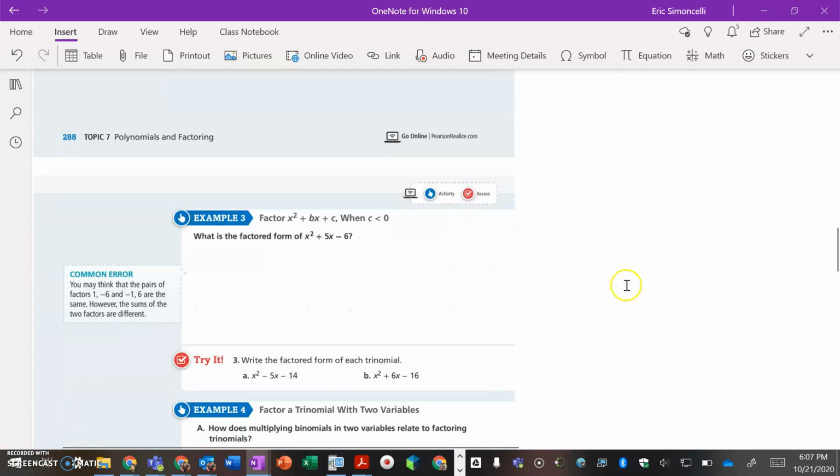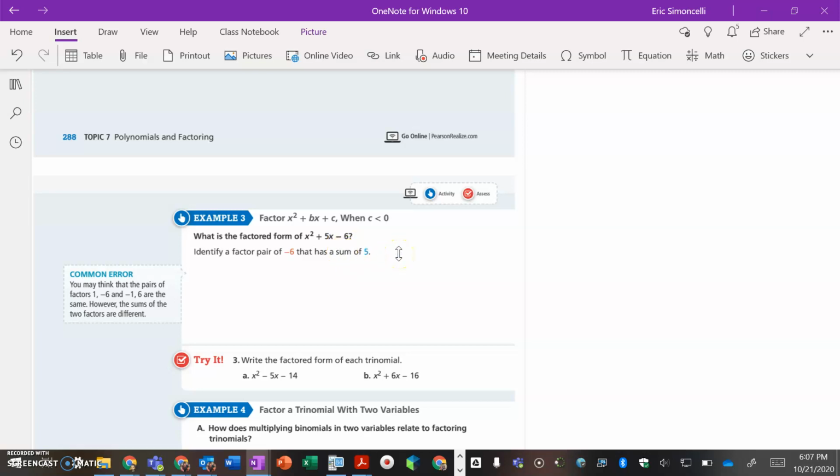Example 3. What is the factored form of x squared plus 5x minus 6? So for this problem, b is not necessarily negative or positive. It's just c that we're identifying as negative. B could be positive or negative. It doesn't say anything specific about b. C, though, they say must be negative. So negative 6 finishes off the quadratic there.